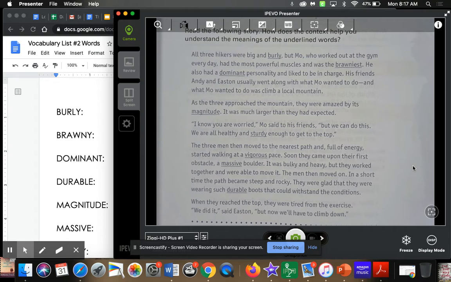In a short time, the path became steep and rocky. They were glad that they were wearing such durable boots that could withstand the conditions. When they reached the top, they were tired from the exercise. We did it, said Easton, but now we'll have to climb down.